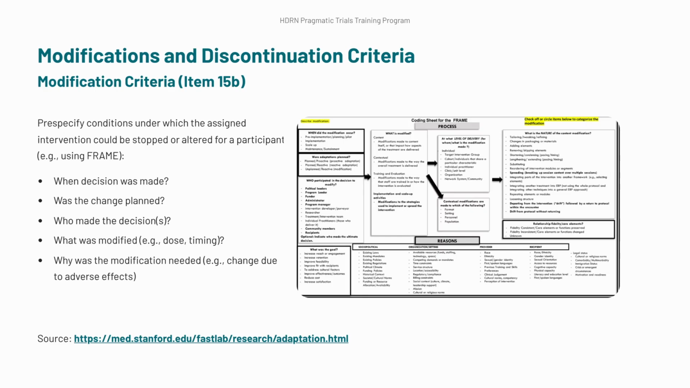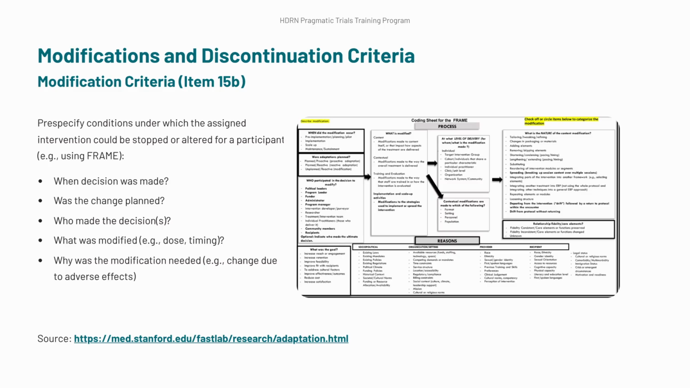SPIRIT Item 15B asks you to pre-specify the conditions under which the assigned intervention could be modified or discontinued for a participant. That includes identifying when a change might be needed, who would make that decision, and what exactly would be modified, like dose, timing, or delivery method. Even in pragmatic trials where flexibility is expected, you still need clear rules.